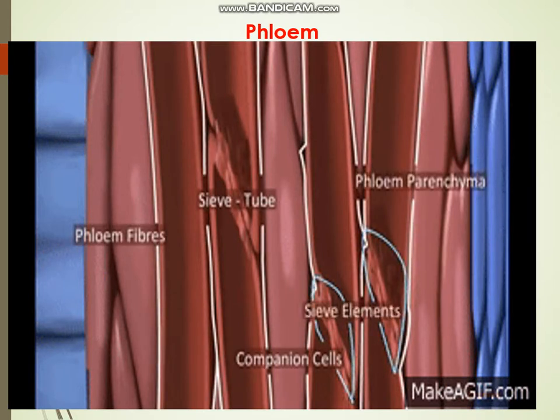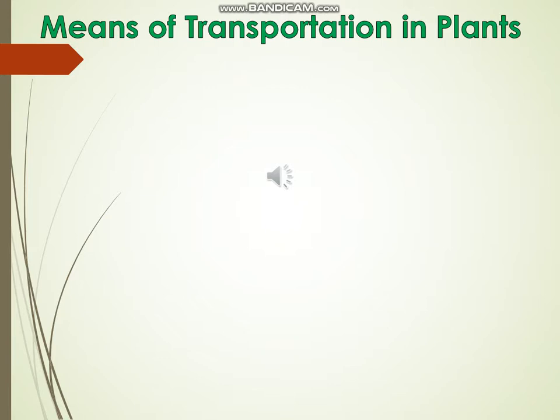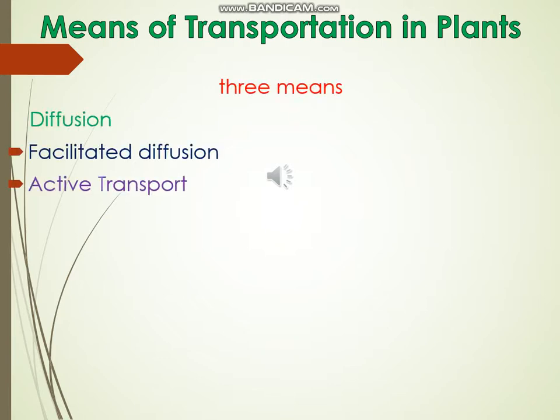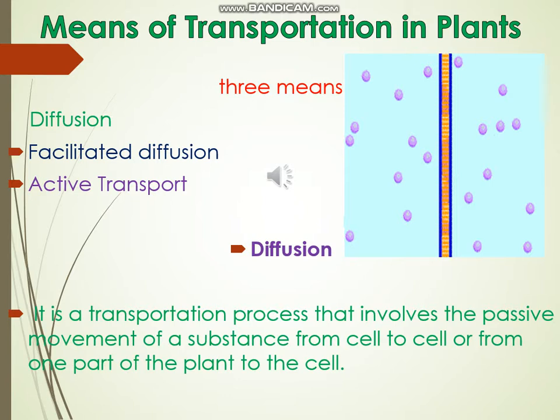There are three means of transportation in plants. They are diffusion, facilitated diffusion, and active transportation. Let's start with diffusion. Diffusion is a transportation process that involves the passive movement of a substance from cell to cell or from one part of the plant to the cell.